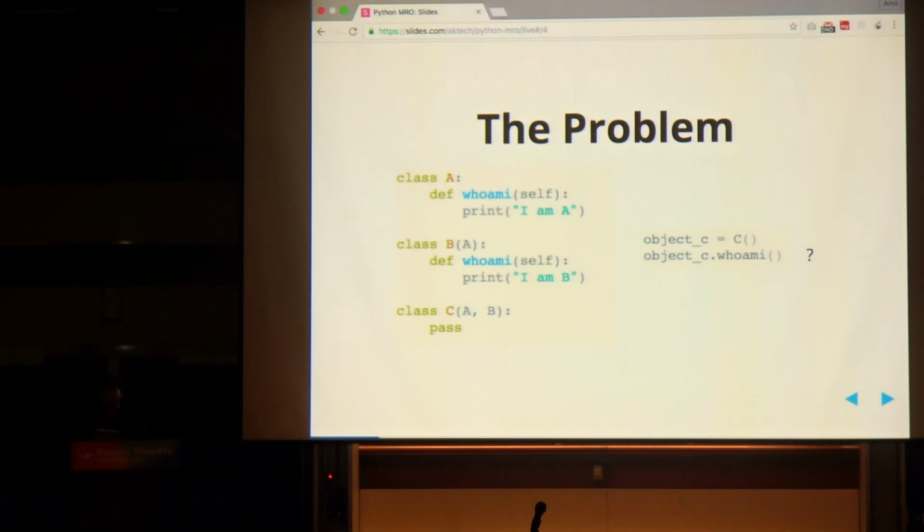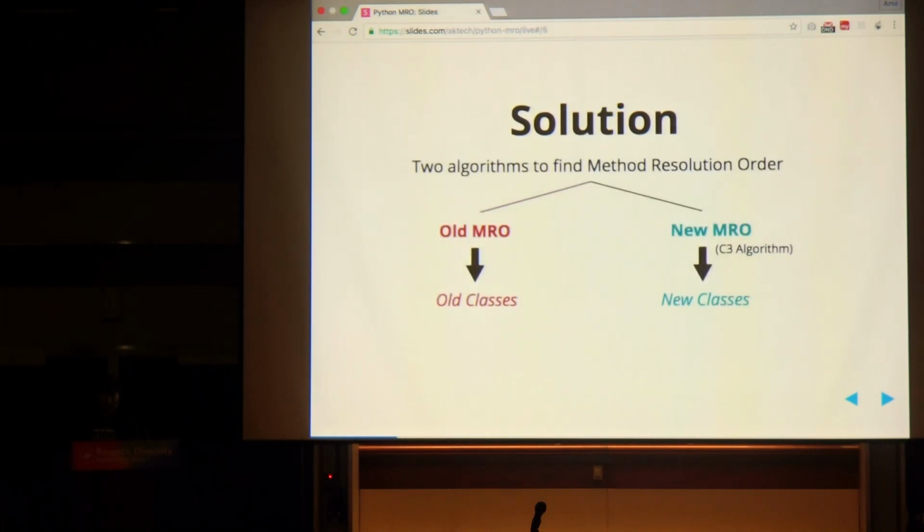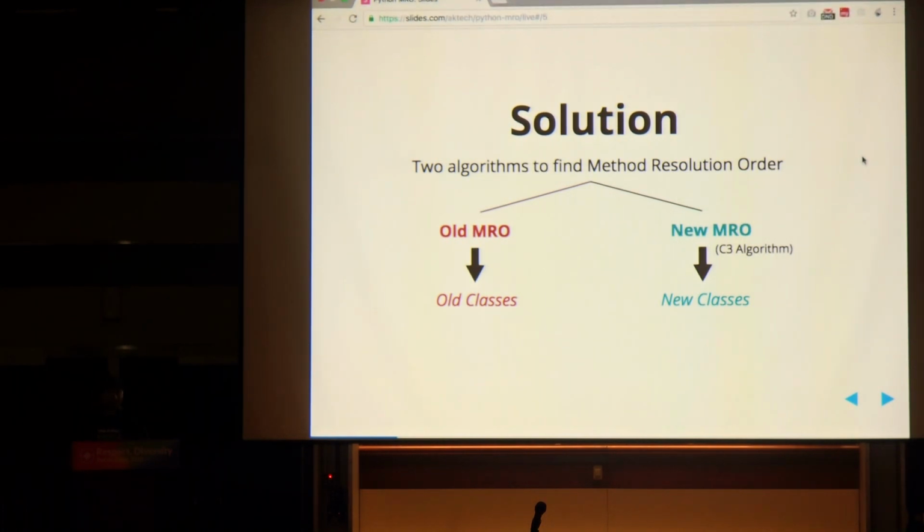So we need a consistent algorithm to know how it works and how we can get a consistent method resolution. We need to resolve the method because there are two methods of whoami and we're calling it. So we somewhere need an algorithm, and that algorithm is called MRO. That is what method resolution order is. There are a couple of solutions for this, and one of them is old MRO, and the other is new MRO.